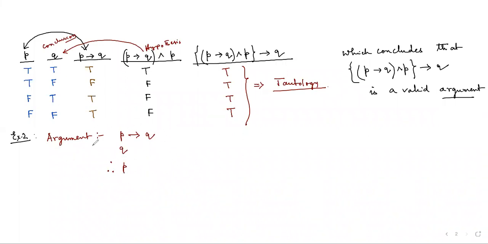Okay, so we'll try to find out the truth value of that. What does it mean? So I'm writing over here that this is my statement A1, this is my statement A2, and this is my conclusion. So I need to check the truth table of this, whether it is a tautology or not. We need to check whether it is a tautology or not.